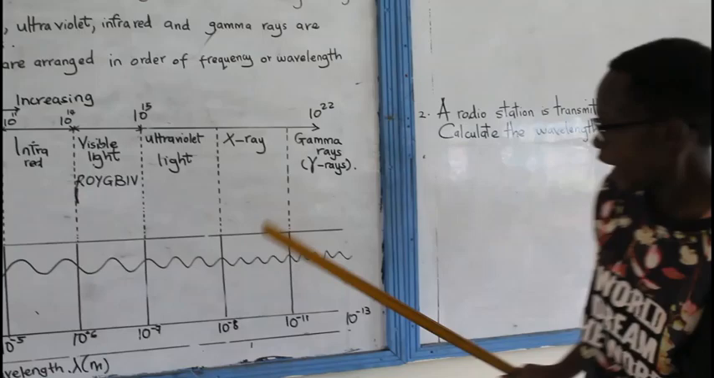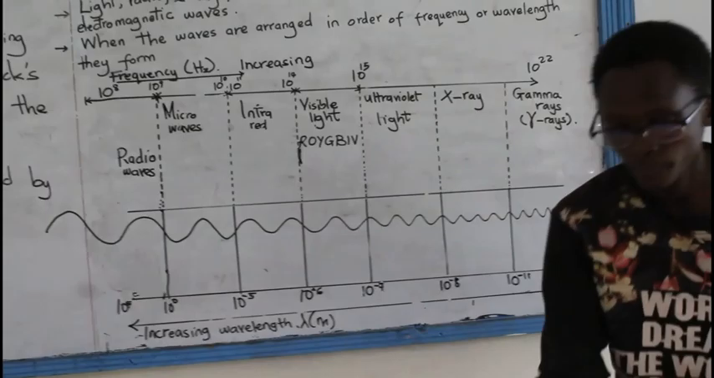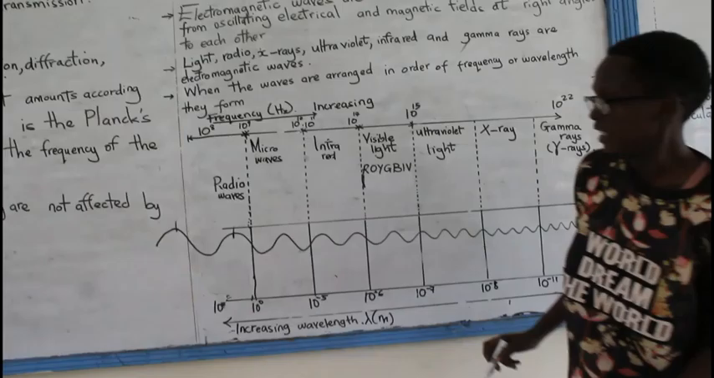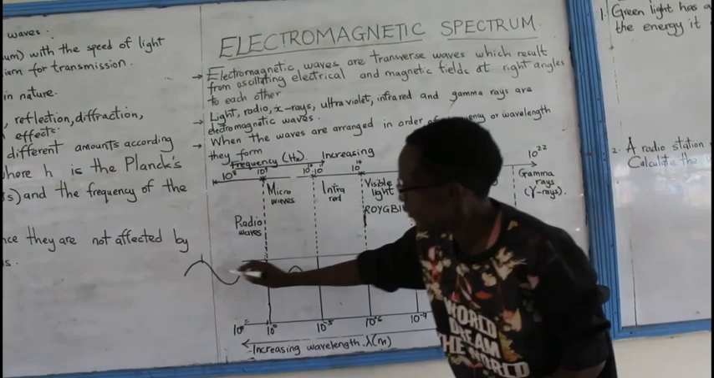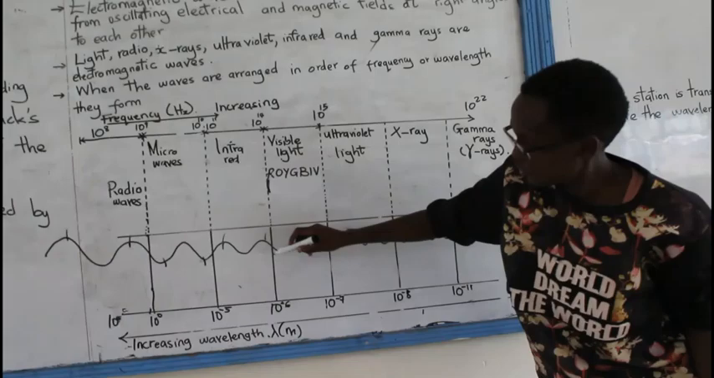Then, if you're moving from gamma rays to radio waves, there's an increase in wavelength. If you look at this diagram, the wavelength is the distance from here to here, and the frequency is the number of complete cycles per second. So you can see the wavelength is decreasing. The distance from here to here is much bigger than the distance from here to here, and so on and so forth as you progress.